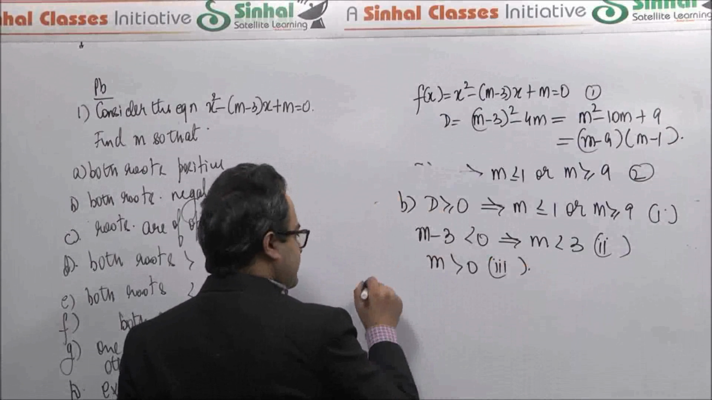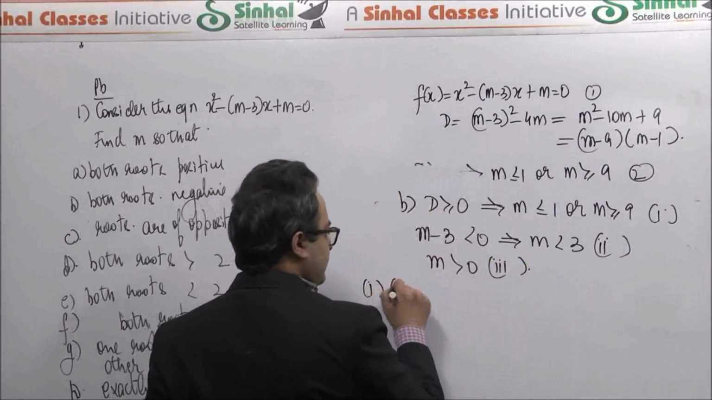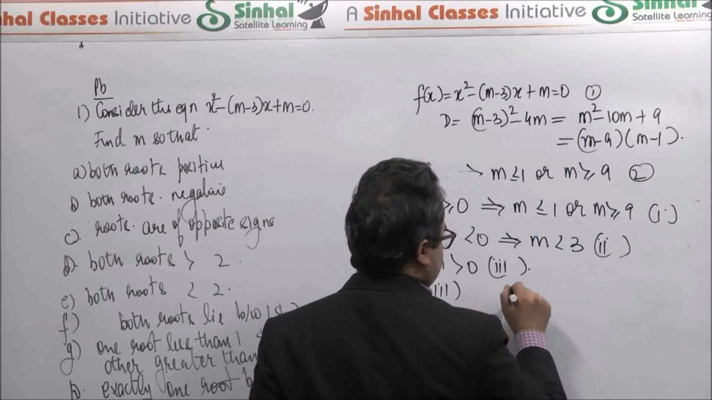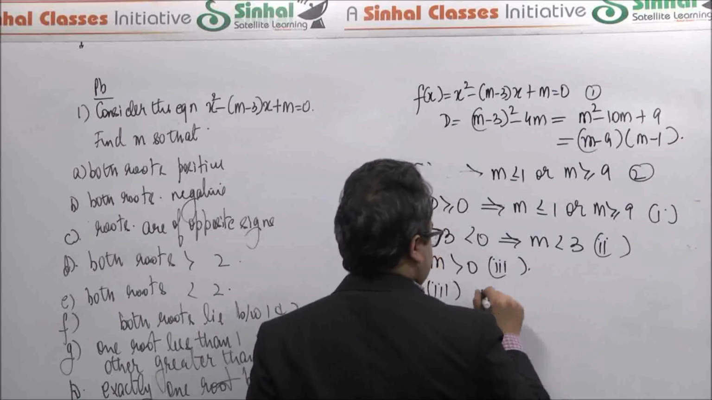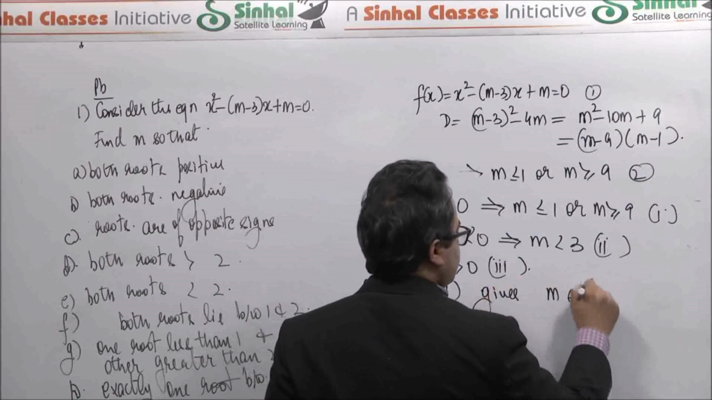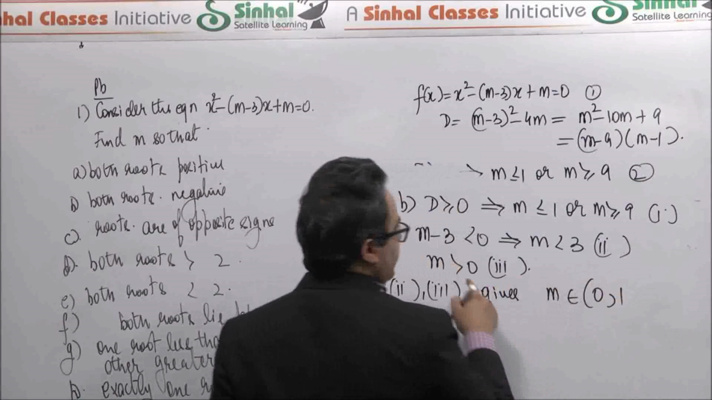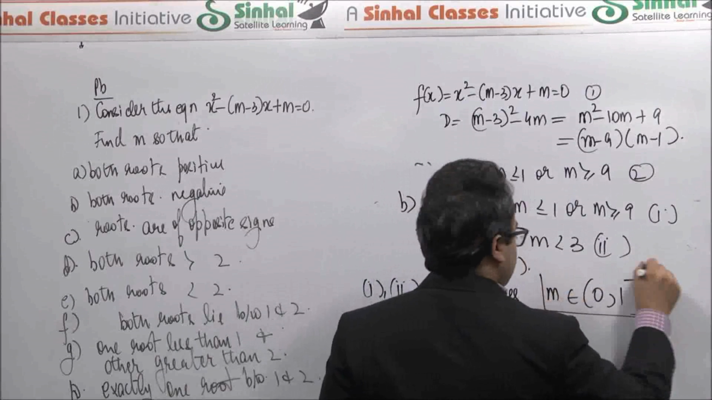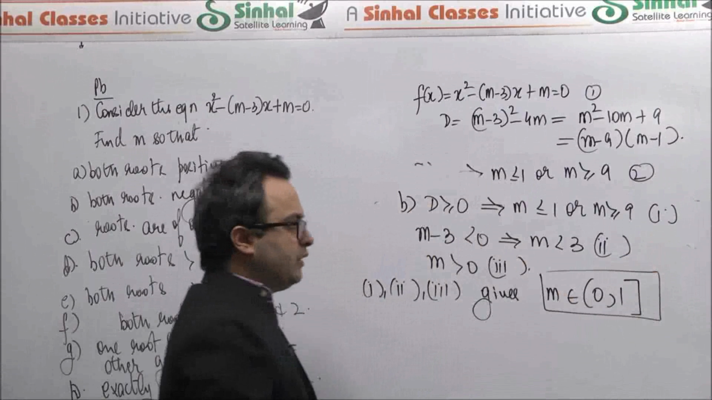So again, if I take an intersection of 1, 2 and 3, I get that m can take values between 0 and 1. It can be greater than 0 or less than or equal to 1, not including 0 and including 1.